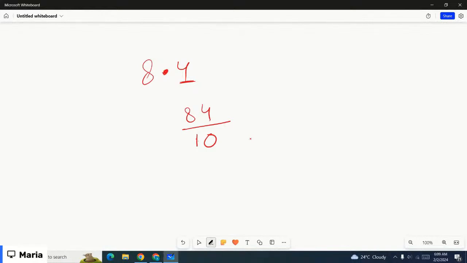You need to put 1 for the decimal point. Then you have to count the digits right after the decimal. Here, after the decimal point, you have only one digit. That means you need to put 10. That is 84 over 10, right?